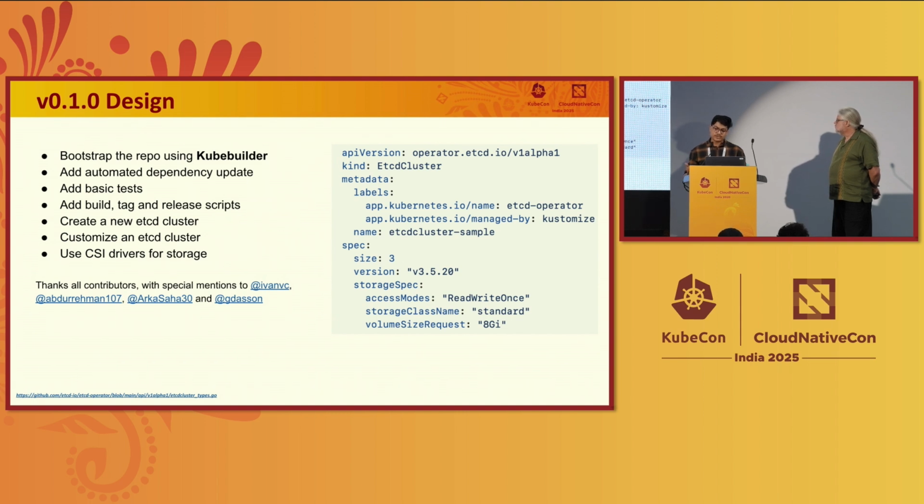So the etcd cluster object, actually the CR, looks very simple, if you can see on the right-hand side. So it has a size. So you mention what is the size of the cluster. Then you mention the etcd version on which you want the cluster to be. And then you mention the storage specs.